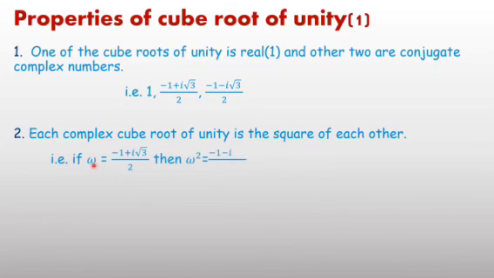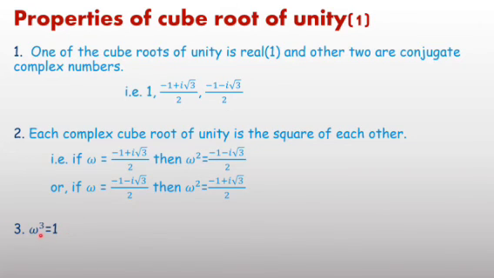That is, if we are taking omega equal to minus 1 plus i root 3 upon 2, then omega square will be minus 1 minus i root 3 upon 2. You can verify it. Or if you are taking omega equal to minus 1 minus i root 3 upon 2, then omega square you will get minus 1 plus i root 3 upon 2. It implies complex cube roots are square of each other. This is the second property.